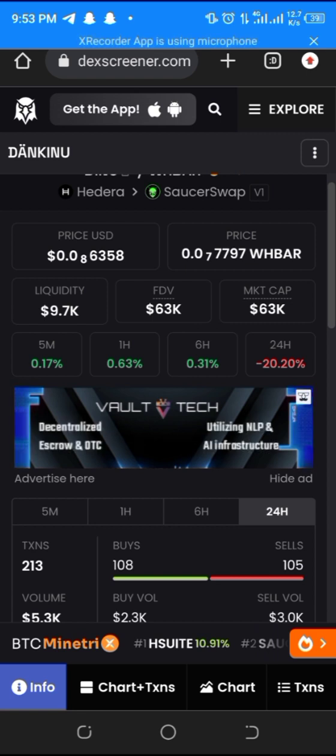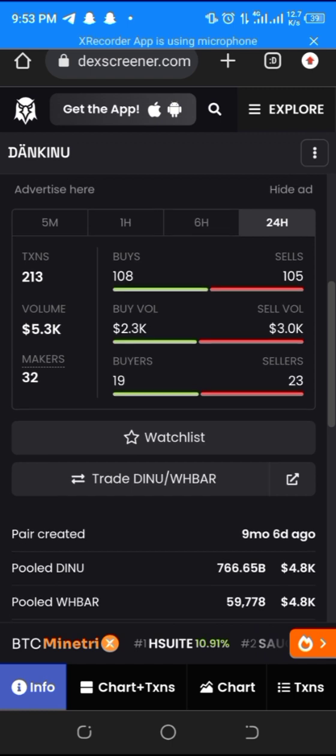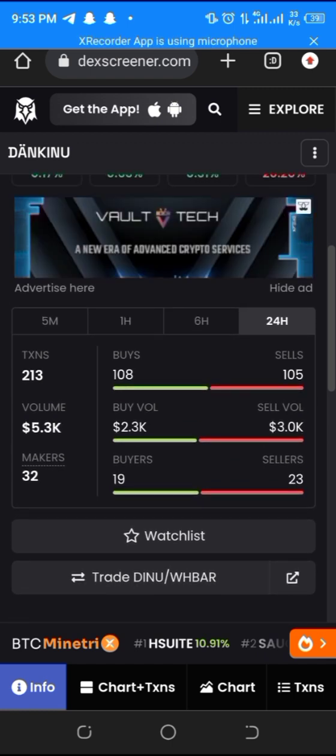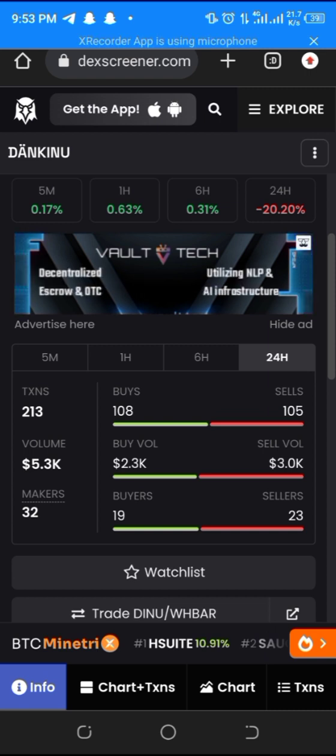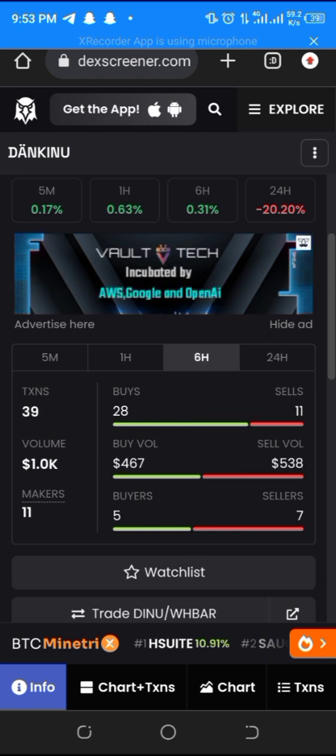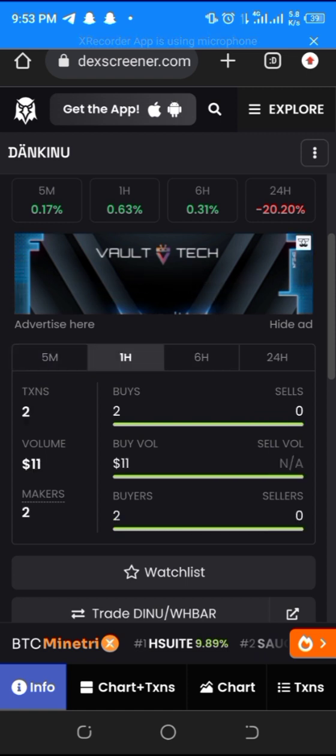So now this one's buy, sell. Under the buys you are seeing 108, meaning that it has been bought 108 times. Sells, you can see 105, meaning that it has been sold 105 times. But the time frame here is 24 hours. If I change it to 6 hours, you will see that the buys and sells will change. So under 6 hours, it is telling us that it has been sold 11 times and bought 28 times, right? It is like that for 5 minutes and for one hour too. But keep it on 24 hours.